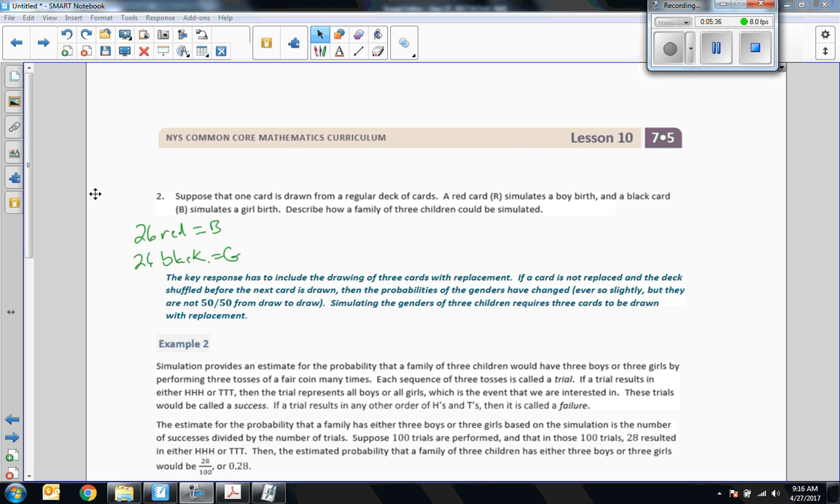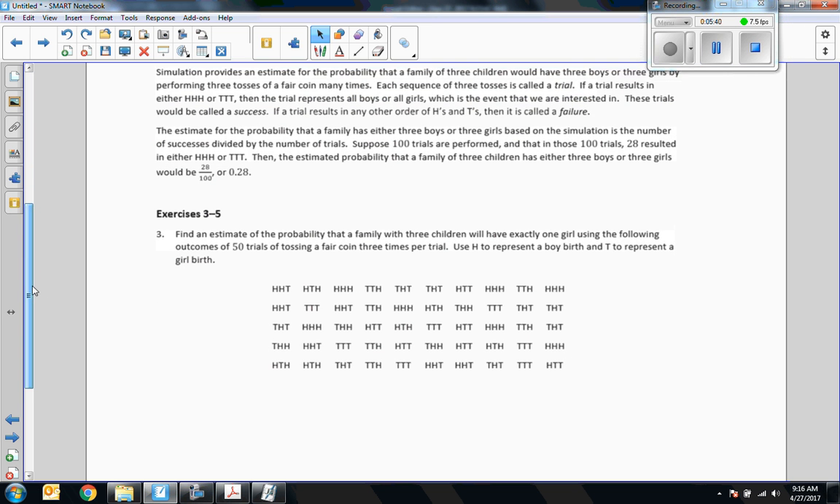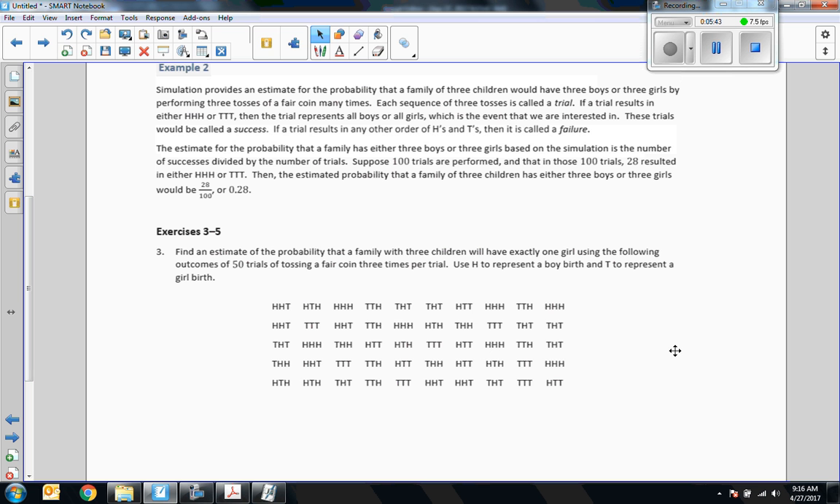Okay? Example 2. The simulation provides estimates for the probability that a family of 3 children would have 3 boys or 3 girls by performing 3 tosses of a fair coin many times. Each sequence of 3 tosses is called a trial. If a trial results in either 3 H's or 3 T's, then the trial represents all boys or all girls, which is the event that we are interested in. These trials will be called success. If a trial results in any other order of H's and T's, then it is called a failure.